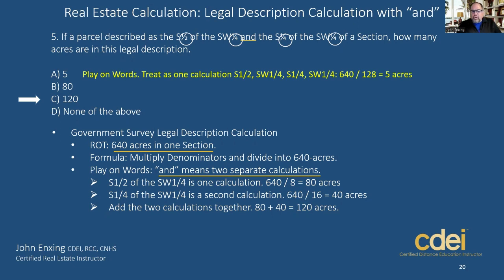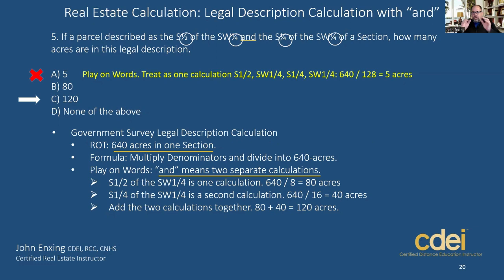So the play on words, if you treat it as one calculation, this is what happens. You'll treat it as one calculation. 2 times 4 times 4 times 4 is 128, divided into 640 is 5 acres. If that word "and" is not there, that would be the answer. But the word "and" is there. So you got to do it as two separate calculations, which is a totally different answer, 120. Okay. And so answer A, 5 acres, would be the wrong one.